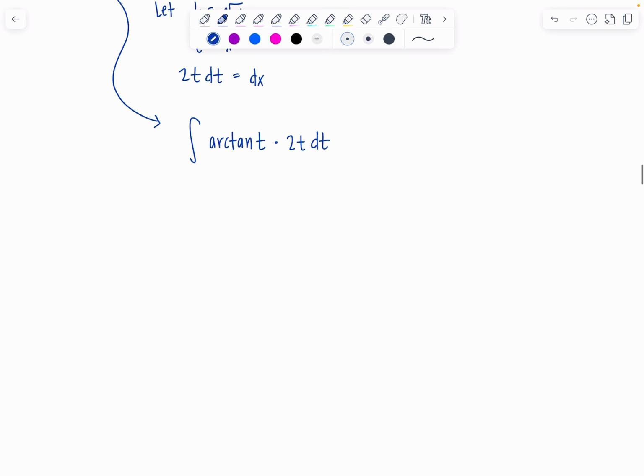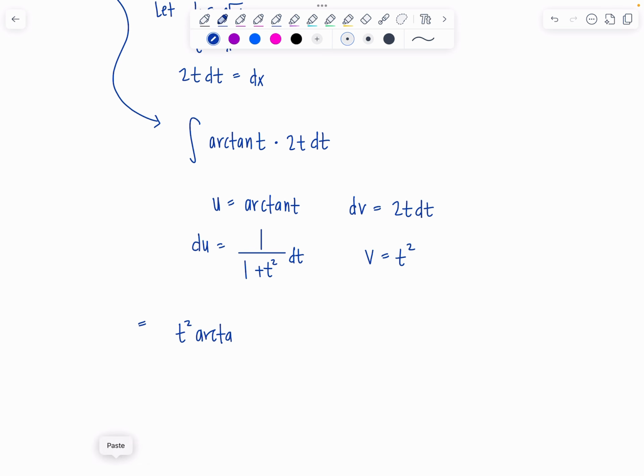Now we can do integration by parts. So I'm going to let u be the inverse trig function, so arctan of t, and then dv is going to be 2t dt. So the derivative of arctan t would be 1 over 1 plus t squared dt, and then v would be t squared. So let's apply our by parts formula. We have t squared arctan of t minus the integral of t squared over 1 plus t squared dt.